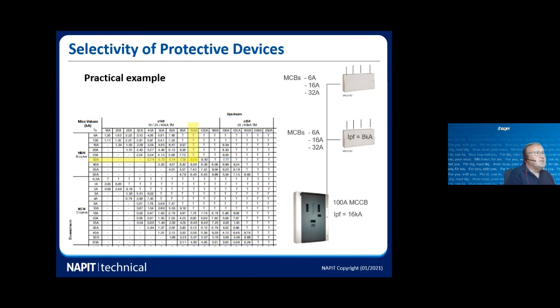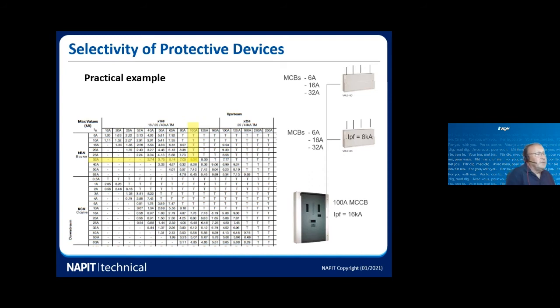So our upstream downstream device we have to check for selectivity is the 100 amp MCCB upstream and the devices in the downstream distribution board. Now you can see in the downstream distribution boards we've got different combinations of devices. In practice, we don't have to check them all. What we do is check the highest one or the largest one. So what we need to check is 100 amp upstream MCCB, 32 amp MCB downstream, and if we achieve selectivity between those two, of course we will also achieve selectivity between 100 amp upstream and a 16 amp downstream or 6 amp downstream. So just pick the highest one.